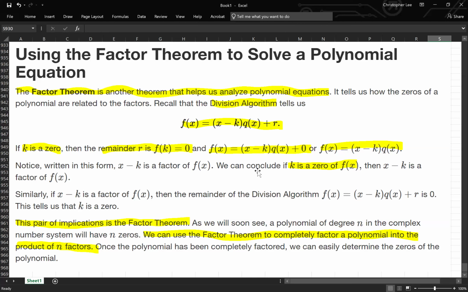As we will soon see, a polynomial of degree n in the complex number system will have n zeros. That's important. So we can use the factor theorem to completely factor a polynomial into the product of n factors. Once the polynomial has been completely factored, we can easily determine the zeros of the polynomial.